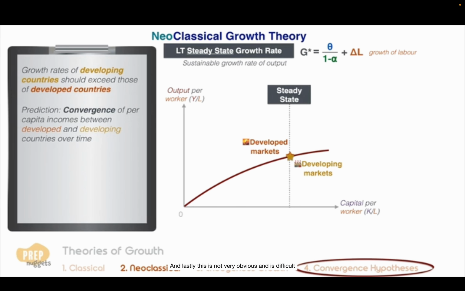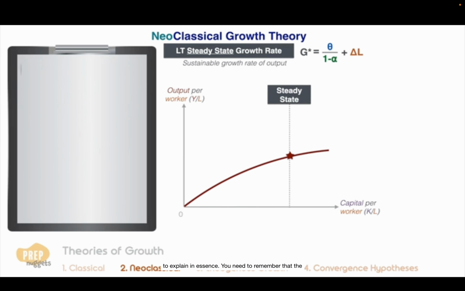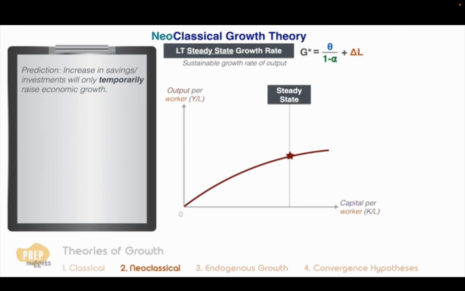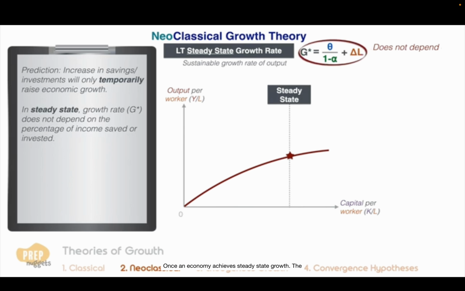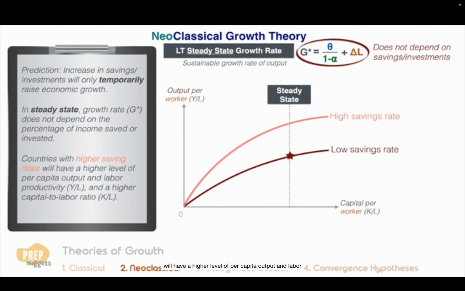And lastly, this is not very obvious and is difficult to explain. In essence, you need to remember that the model predicts an increase in savings or investments will only temporarily raise economic growth. Once an economy achieves steady-state growth, the growth rate does not depend on the percentage of income saved or invested. Higher savings cannot permanently raise the growth rate of output. However, countries with higher savings rates will have a higher level of per capita output and labour productivity and a higher capital to labour ratio.